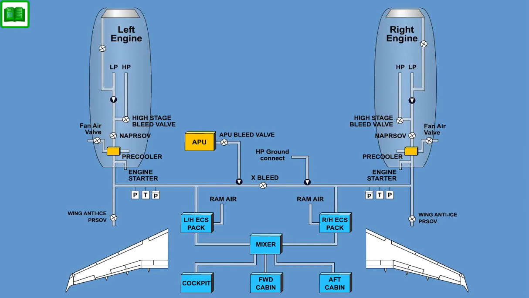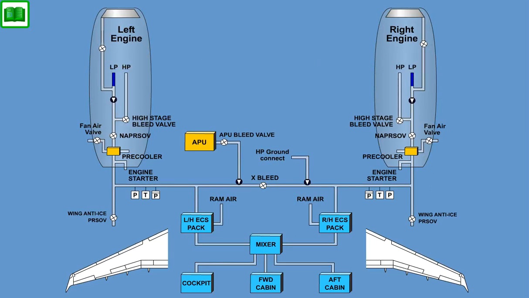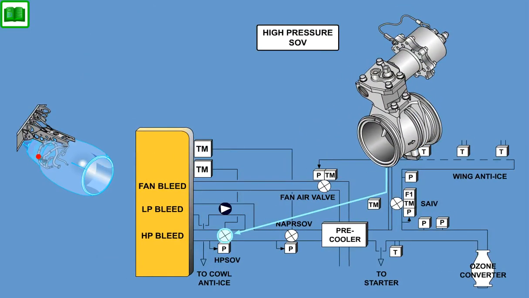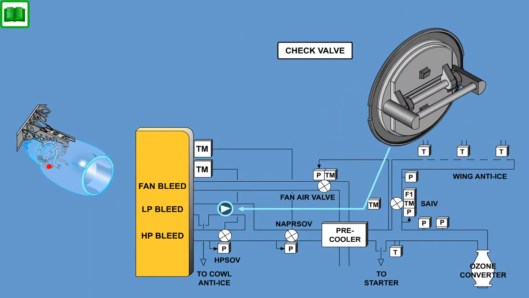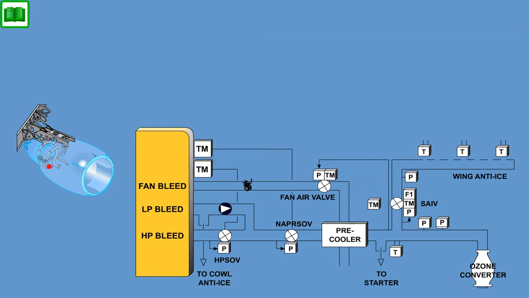The engine bleed air control components provide bleed flow selection between the compressor 9th stage and compressor 5th stage engine bleed ports. The compressor 5th stage air pressure is insufficient at lower engine power settings, and compressor 9th stage air pressure is too high at higher engine power settings. The components installed into the engine bleed system are the high-pressure shut-off valve, the nacelle pressure shut-off valve, the low-stage bleed check valve, the torque motor controller, the precooler, and the fan air valve.